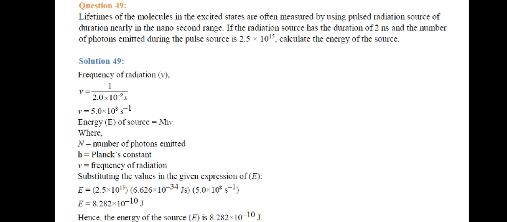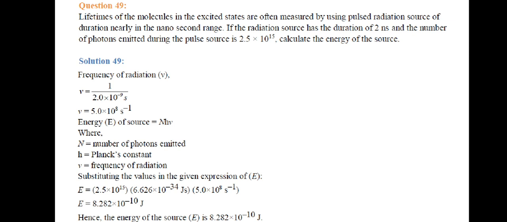We have to find the energy. The duration is given and the number of photons is given, 2.5 into 10 power of 15. So how will we find it? We know frequency of radiation equals inverse of time, which is 1 upon 2.0 into 10 power of minus 9 seconds, because it is in nanoseconds. So the frequency equals 5.0 into 10 power of 8 seconds inverse.